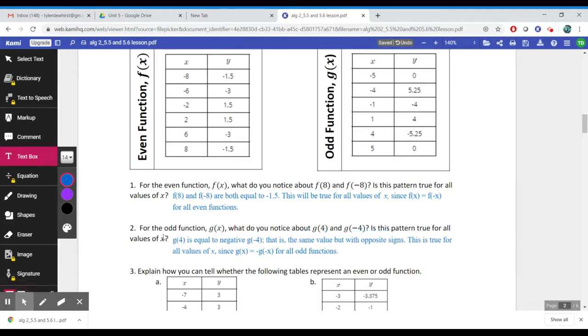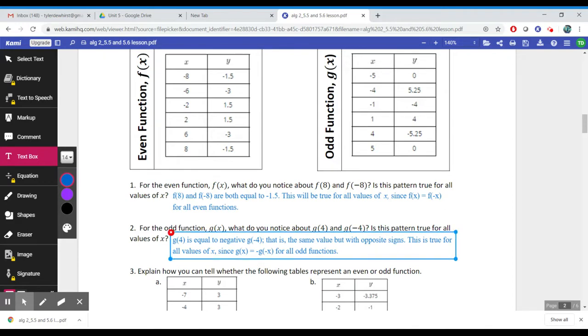So for number 2, my response was g of 4 is equal to negative g of negative 4. That is the same value but with opposite signs. If we take a look at our table here, we can see that g of 4 is equal to negative 5.25, whereas g of negative 4 is equal to positive 5.25. And then I said this is true for all values of x, since g of x equals negative g of negative x for all odd functions.